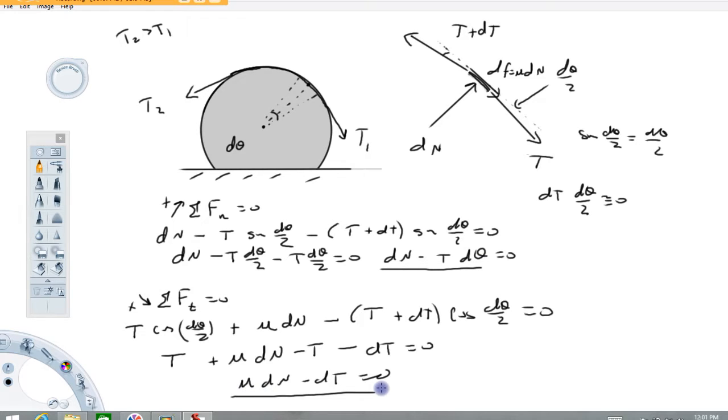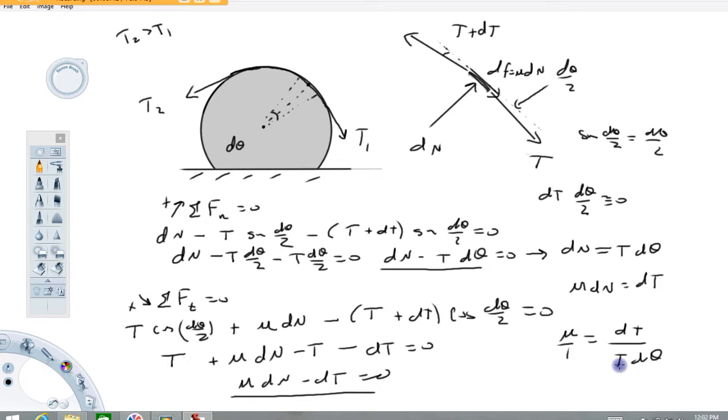Now the next move here is an algebra move. I'm going to take equation 1 and divide it by equation 2. Actually, to tell you the truth, I'm going to do a little bit more math here. I'm going to write this one dn equals t d theta. Take this one and write it mu dn, coefficient of friction times dn, is equal to dt. Now I'm going to do the division. Let's take this one, divide it by this one. The reason for the division is this will now go away. So we're going to have the coefficient of friction over 1, if we take this over this, equals dt over t d theta.